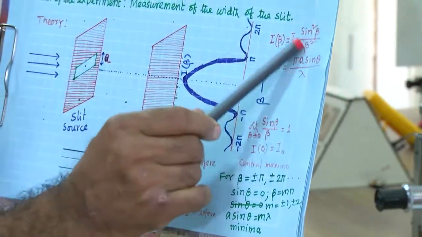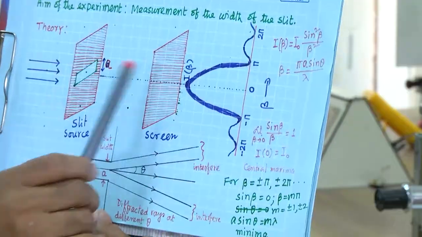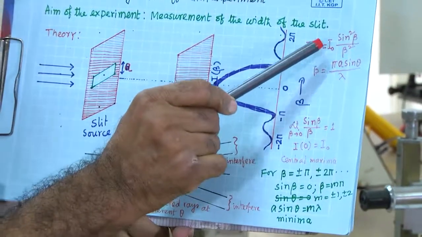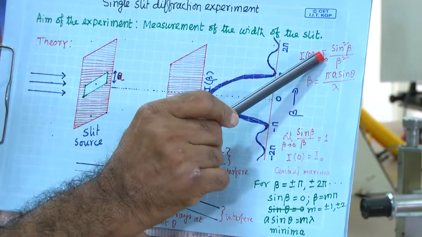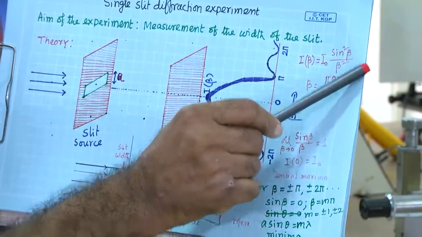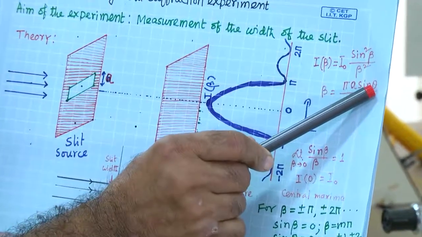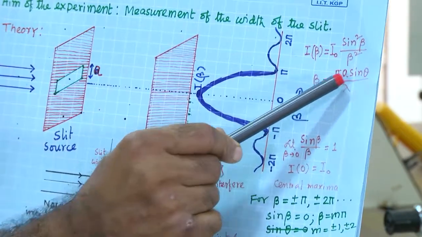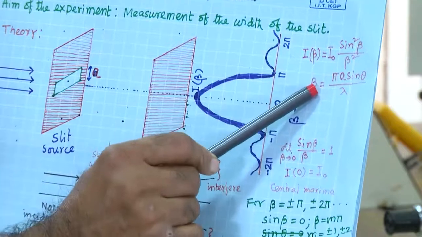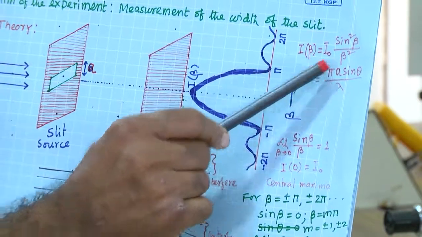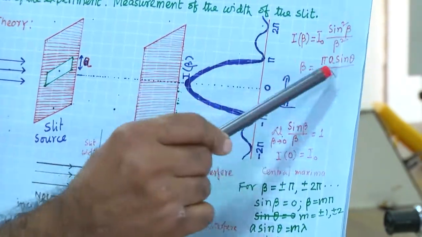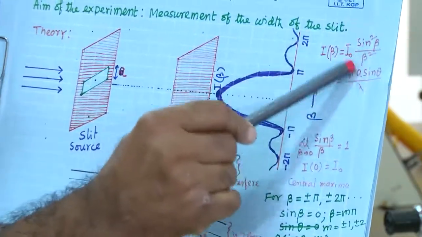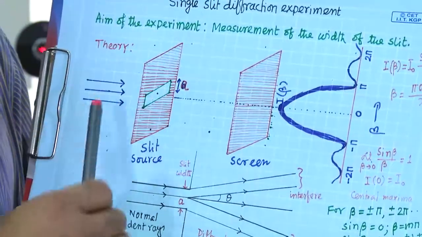And for any other value of beta, this intensity will be less than I0, and as theta increases, beta will increase. So, if you know beta, then sin beta by beta whole square, you can find out this factor and you can get the intensity.